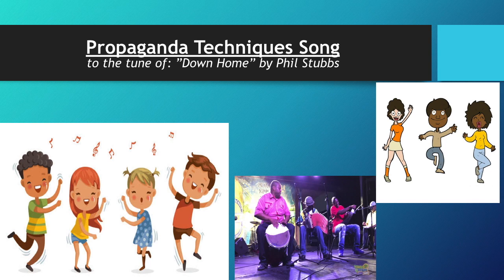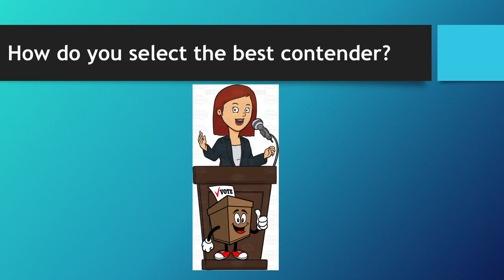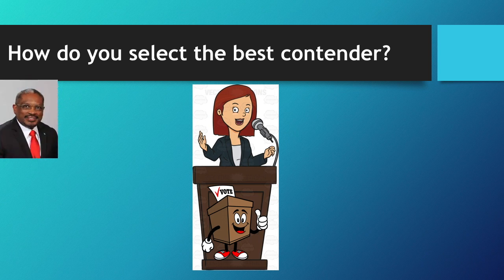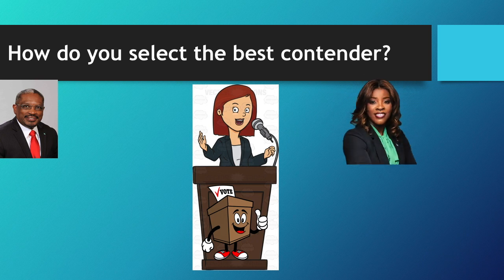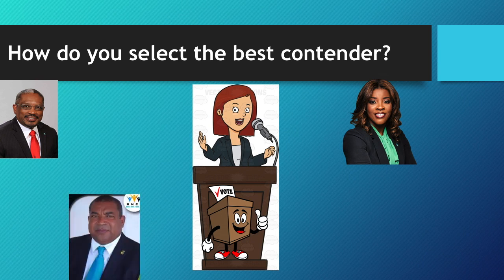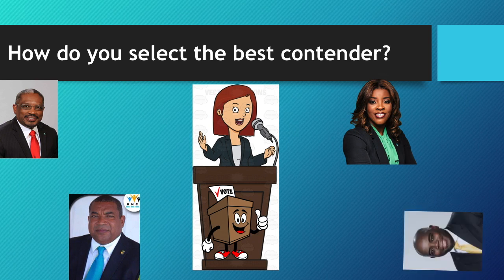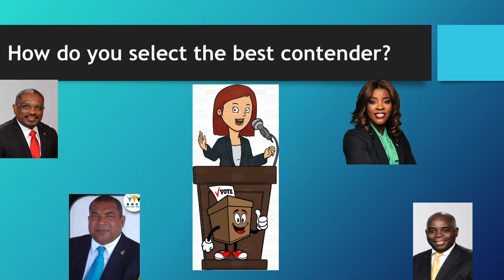All right, boys and girls, good singing along. Now, let's move to our next slide. How do you go about selecting the best contender? Look at the pictures below. You have a picture of our Prime Minister, Dr. Joelyn Stubbs. You have the leader of the DNA. We have an independent candidate and a leader of the opposition, Honorable Philip A. Davis. So the question I ask you again, how do you select the best contender?